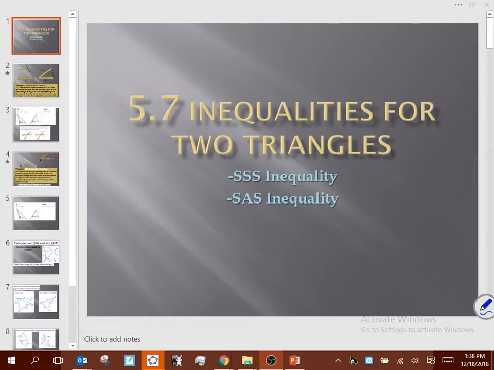All right, so 5-7. Yesterday we talked about inequalities in one triangle. So you tell me the largest angle based off the largest side, right? You can tell me the smallest side based off the smallest angle, that kind of thing, right? You could tell me information about side lengths based off knowing angle measurements, and tell me information about angle measurements based off of side lengths, right?